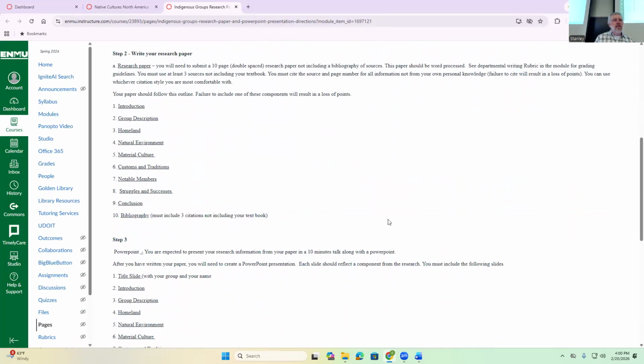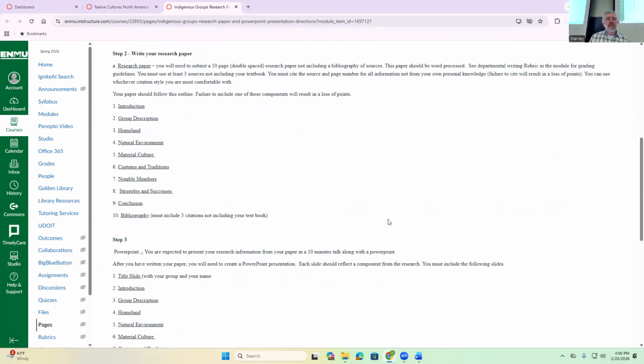Once you've done that, you're going to write your research paper. This is going to be a 10-page double-spaced paper, not including the bibliography of your sources. You should make sure you use a word processor, turn it in through Canvas, and you want to make sure that you're not using AI technology to write your paper for it, because we'll be running these through a detector to see if you have.